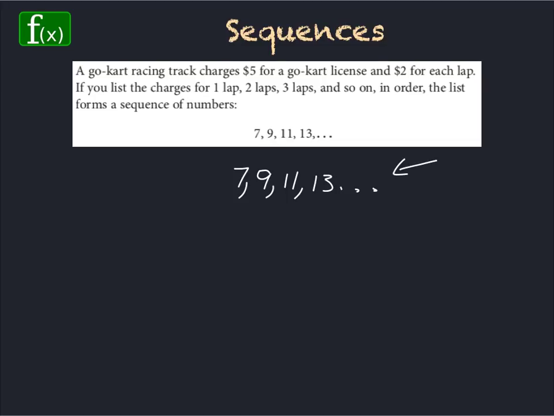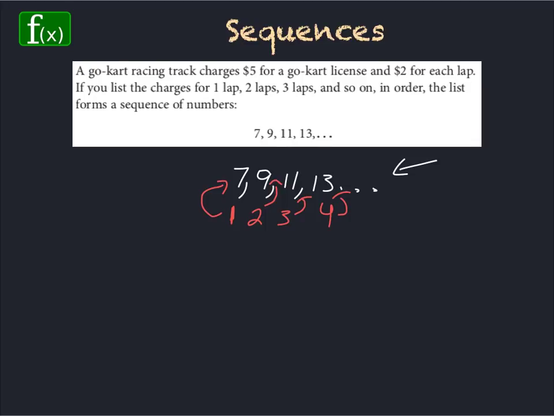And like I said, a sequence is a list of numbers in a specific order. So order matters here. So that means in my first position, my output is always going to be 7. My second position, my output is always going to be 9. My third position, my output's always going to be 11. My fourth position, my output's always going to be 13.